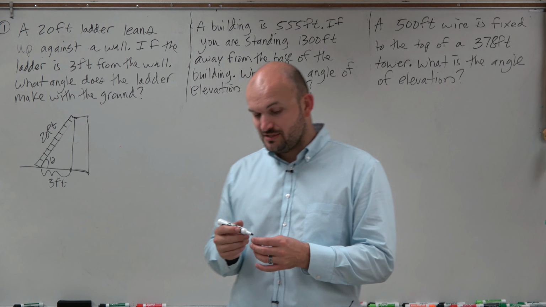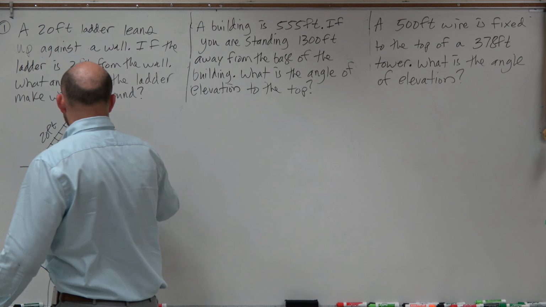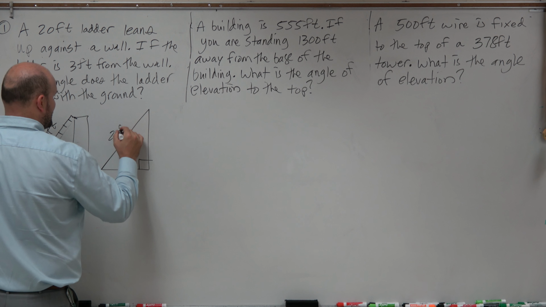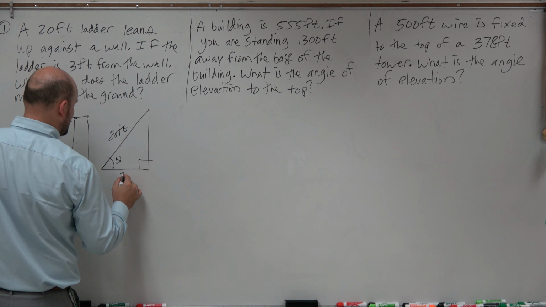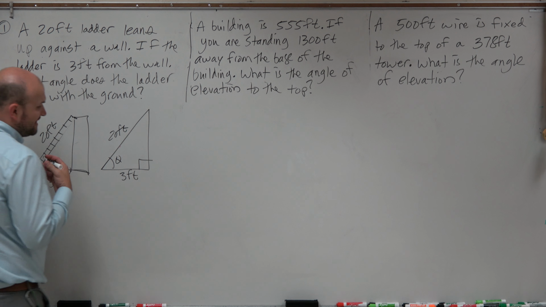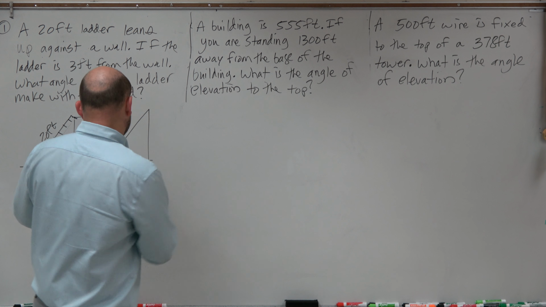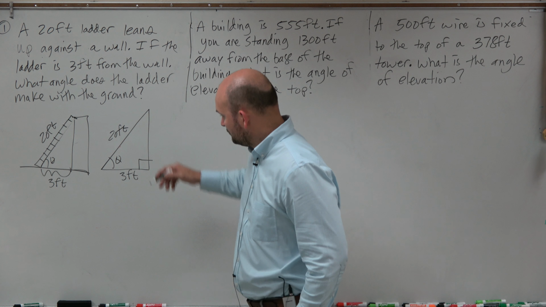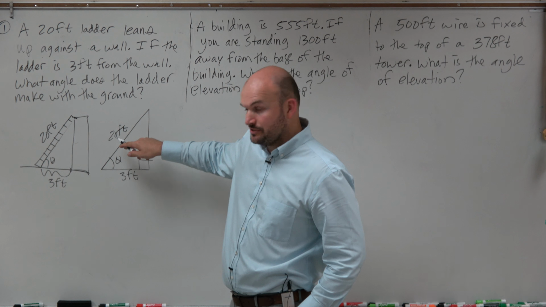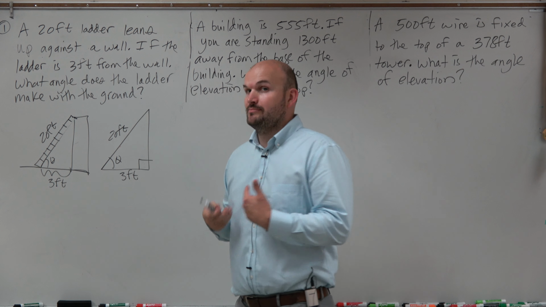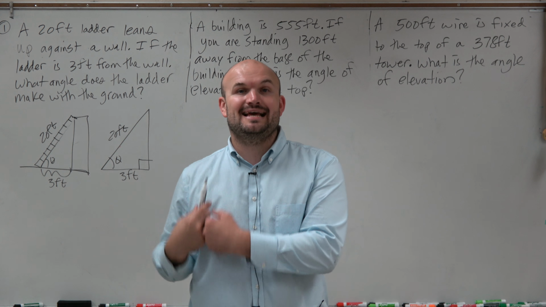Now again, to solve this, there's a couple things. We want to create the triangle. So I can just create my right triangle here, like this. And we can say 20 feet, theta, 3 feet. And then we want to determine which trigonometric function we're going to need to be able to solve for theta. So we look at our right angle. We know that across from the right angle is our hypotenuse. And the side between theta and our right angle is always going to be our adjacent. So we have the adjacent side and the hypotenuse.